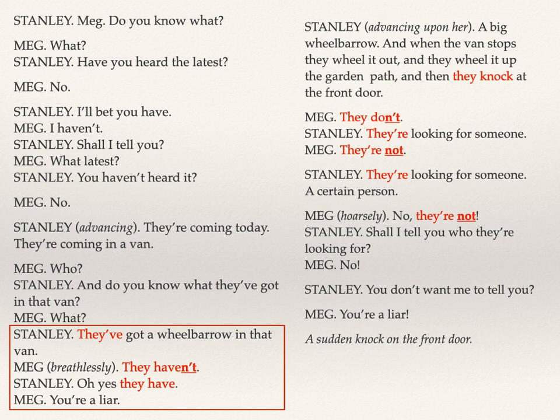You're a liar. So now you see how this passage, the exchange that I started to focus on, fits in. And Stanley continues. A big wheelbarrow, and when the van stops, they wheel it out, and they wheel it up the garden path, and they knock at the front door. Meg again disagrees. They don't. They're looking for someone. Again she disagrees. They're not. They're looking for someone, a certain person. Meg. No, they're not. See the same principle. The first time the proposition is introduced, in this case a positive polarity, mood plus residue, and then when Meg wants to contradict, just the mood element, ellipting the residue. They don't. They're not.